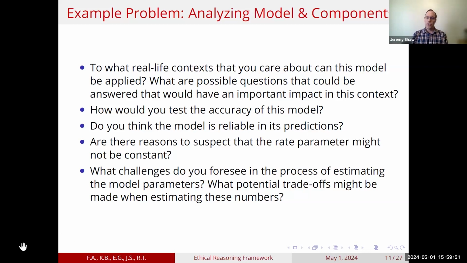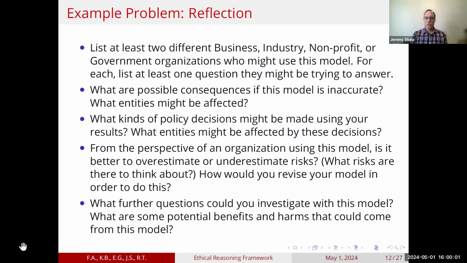So what challenges do you foresee in the process of estimating the model parameters? What potential trade-offs might be made when estimating these parameters? So do students think of these? Do textbooks actually ask those? And how about these? This is more on the reflection side of things.